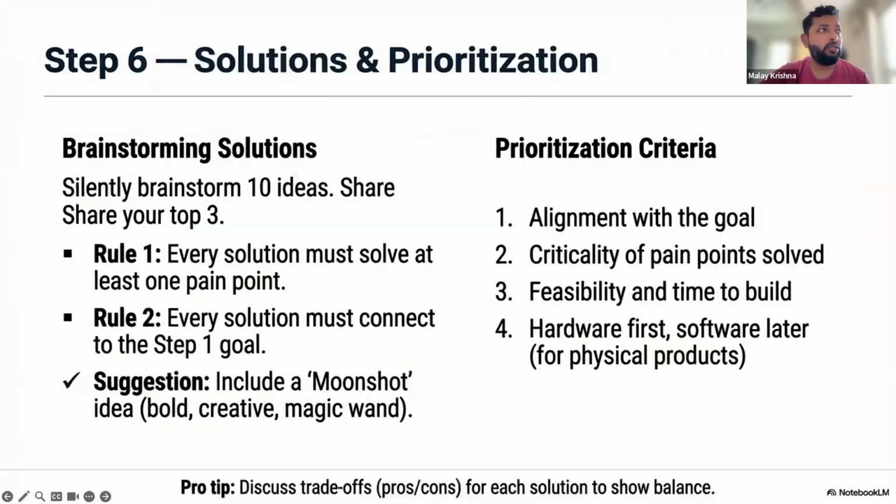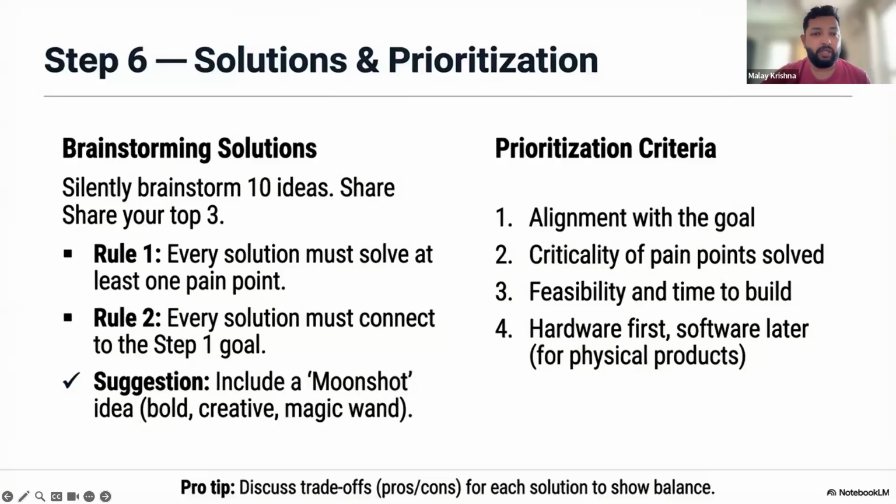Now, what are the solutions? Basically, first of all, silently brainstorm 10 ideas. Now, I know it sounds a lot. How am I going to do 10 ideas? But that's what you got to do. Brainstorm 10 ideas, and then once your 10 ideas are brainstormed, share the top three, right?